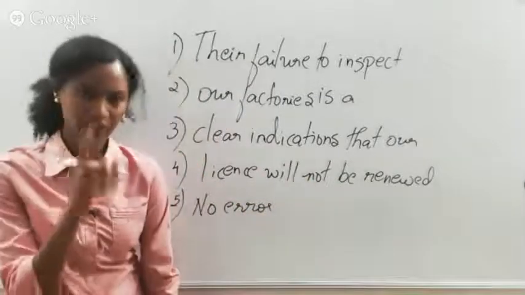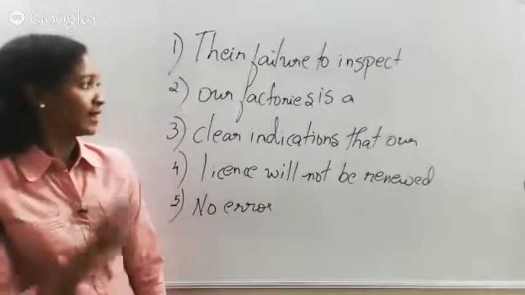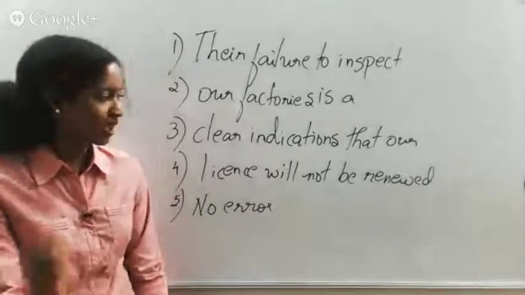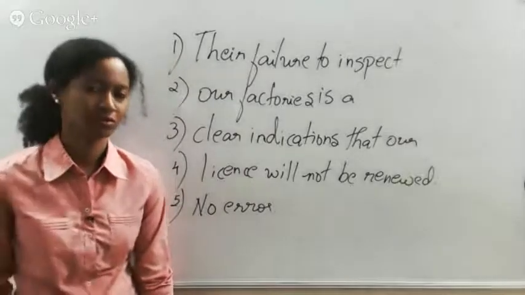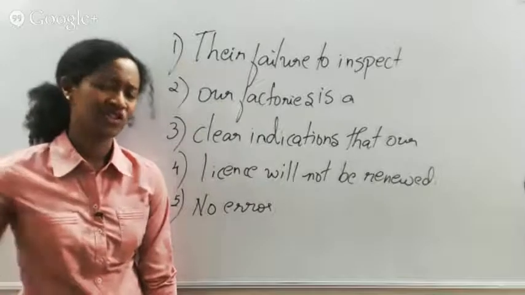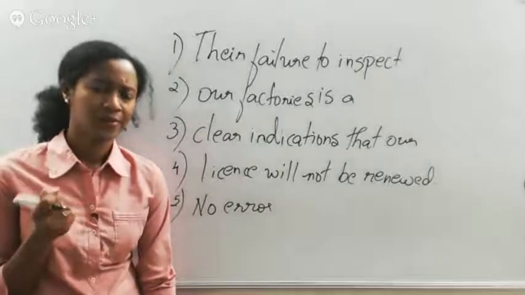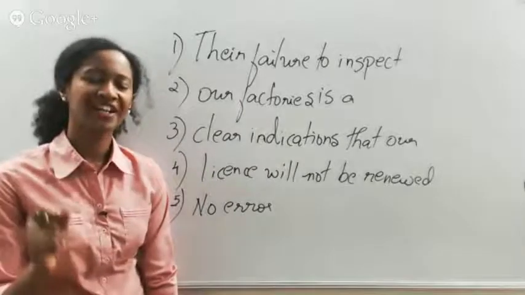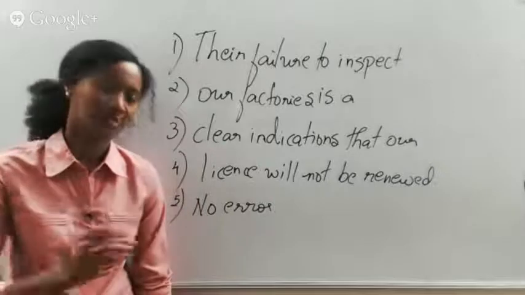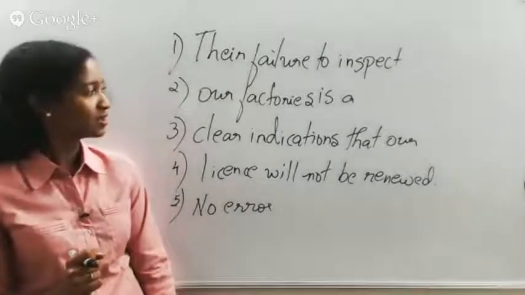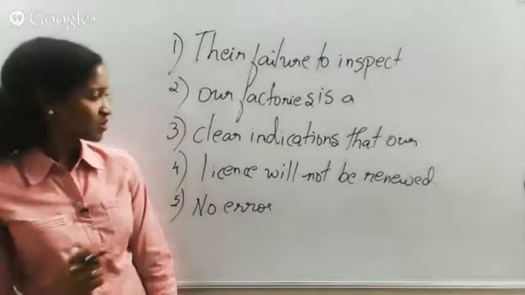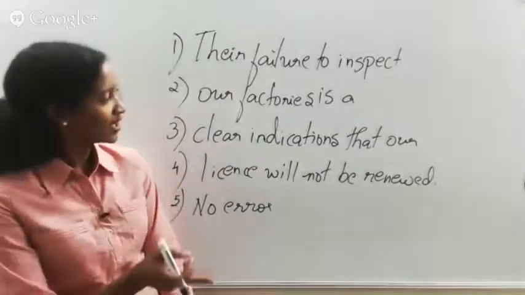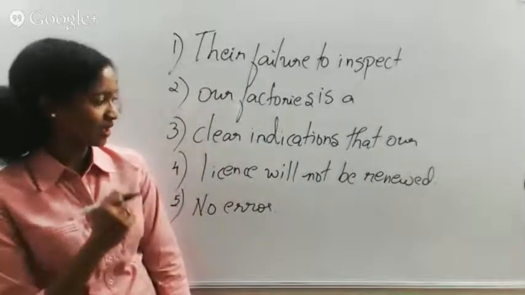All right. So we're going to apply noun numbers concept here. Their failure to inspect our factories is a clear indications that our license will not be renewed. No error. When you read it, it actually seems like there is no error. But let's see how smart you are, right? Quickly identify the error. There is an error, of course. So which part has the error? What does indications mean? It's like a signal, right?